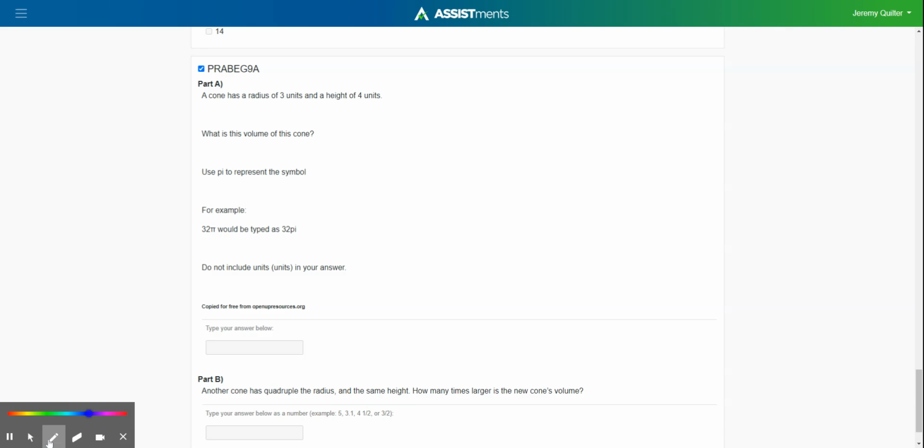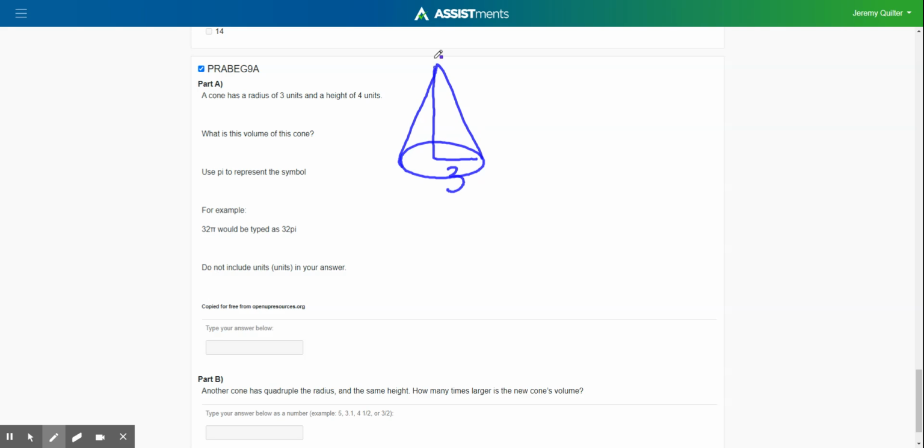Again, this is going back to more review. So a cone has a radius. Let's just do a cone right here. We see a radius of 3 units and a height of 4 units. What is the volume of this cone? Use pi. You did a really good job on your quiz lately, so just remember that the volume of a cone is 1/3 the volume of a sphere.